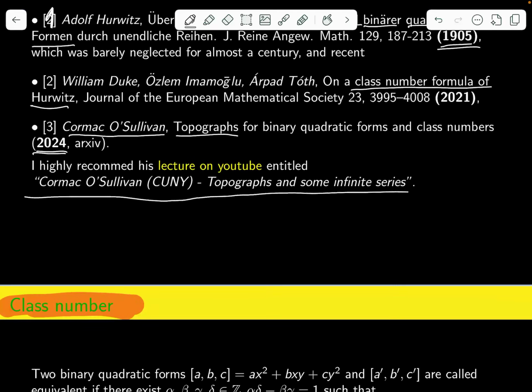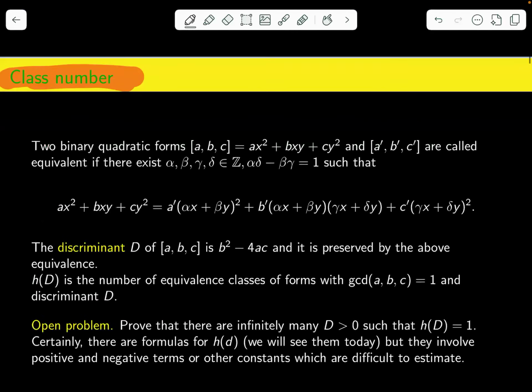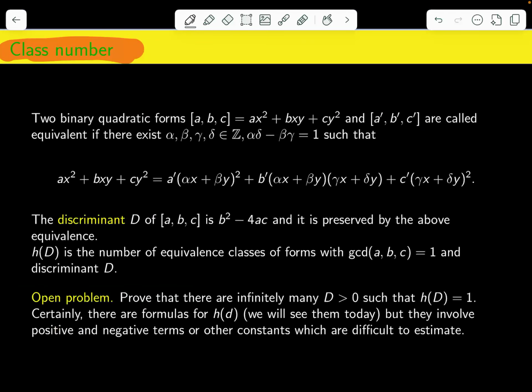Okay, now let's go to the definition of class number. So let's suppose that we have binary quadratic forms with integer coefficients. So always today, I suppose that A, B, and C are integers. Okay, so we have a binary quadratic form. Usually it's denoted by Q, for example. And when I write (A, B, C), it means that that's the form ax squared plus bxy plus cy squared.